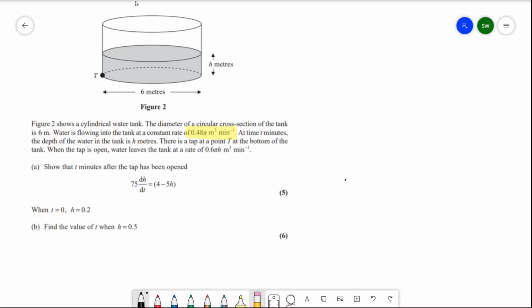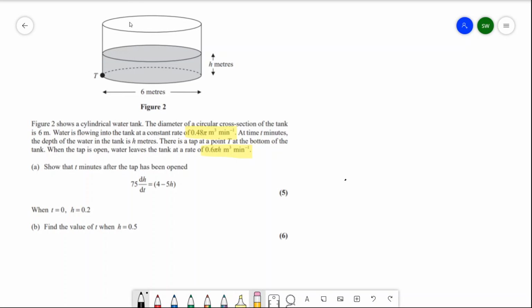But we also know that water is leaving the tank at this rate here. And you'll see that this rate, the rate at which water is leaving the tank out of this tap at T, depends on H, the height of the water. And that's because as H goes down, the flow rate out of the tap is going to go down as well, because there's less pressure pushing the water out the bottom of the tank.